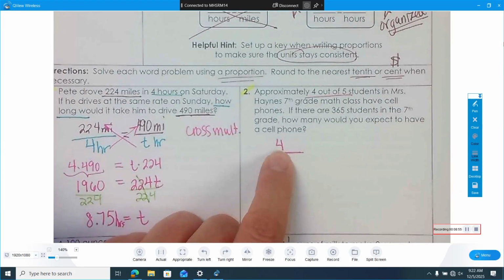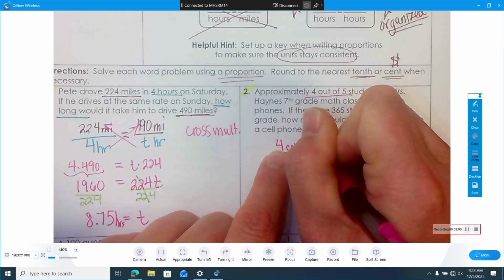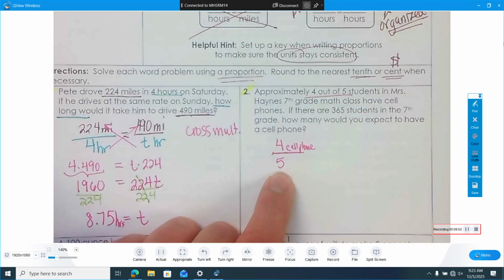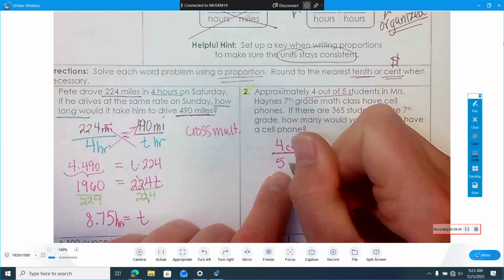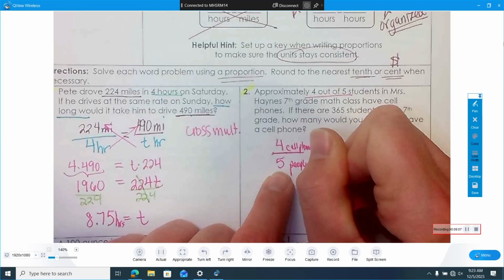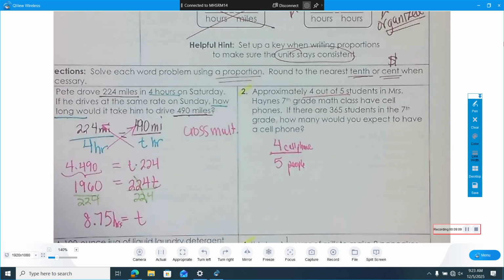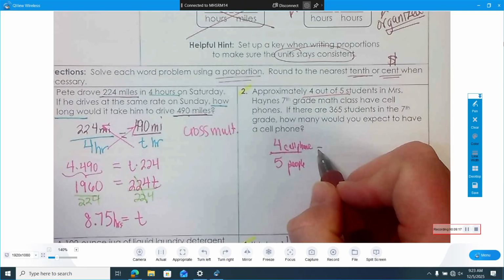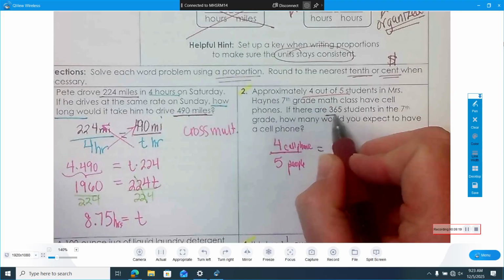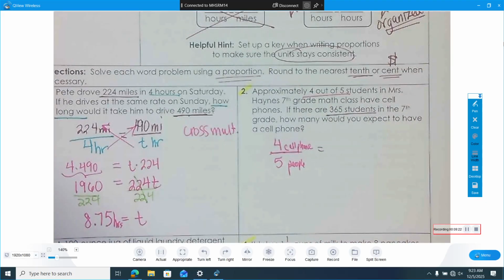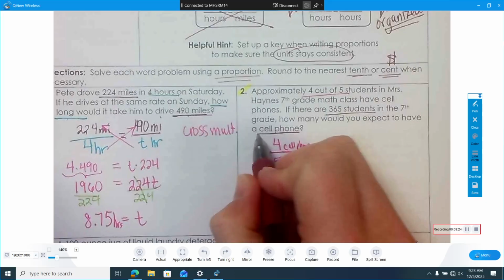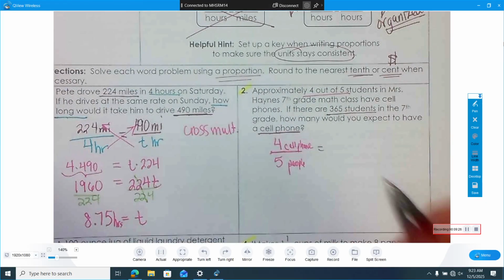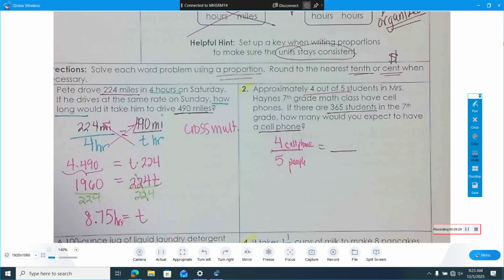Yeah, so what does the 4 represent? The number of cell phones, yeah, cell phones. All right, and then 5 is the total number of people she asked, right? The number of people. All right, 4 have a cell phone, but there's 5 people that we asked, okay? Now, in Mrs. Hayes' 7th grade math class, if there are 365 students in the 7th grade, how many would you expect to have a cell phone? Okay, that's another fraction.